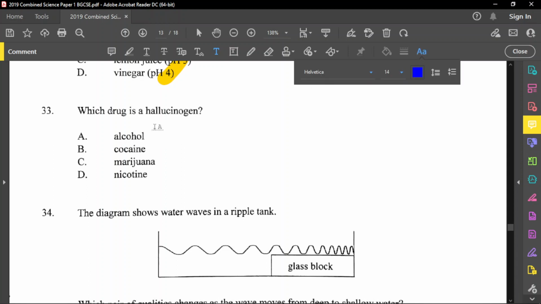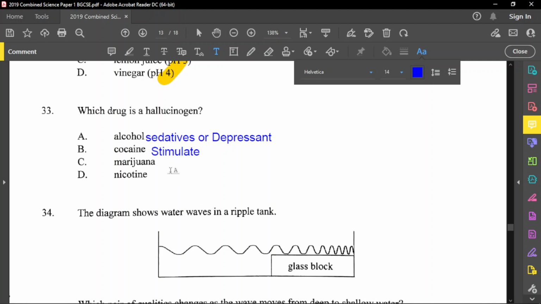Alcohol is what they call a sedative, or it can also fall under depressant as well. So it can be a sedative or depressant. Cocaine is a stimulant. It makes you hyper, increases your energy, or boosts energy in a sense. So it stimulates you in a certain way.